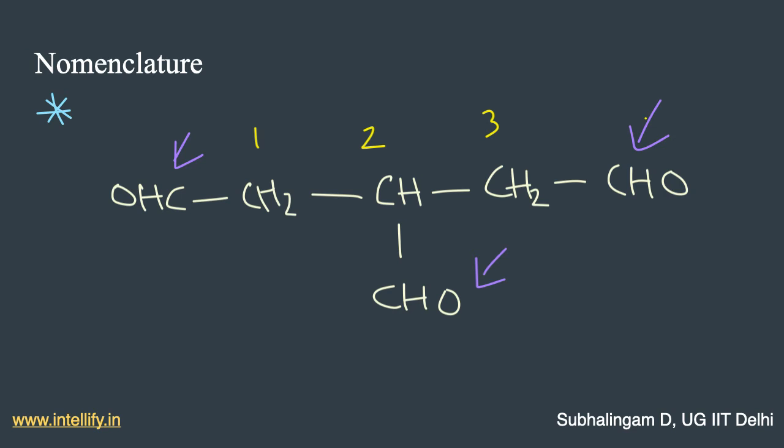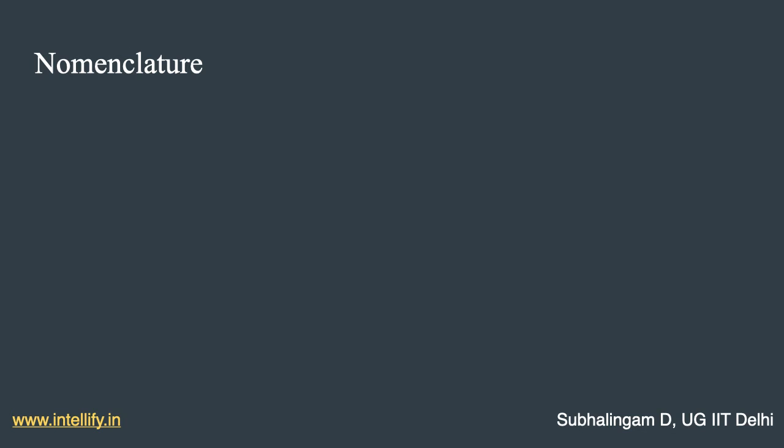How to accommodate these aldehydes in the name? So this is how we are going to get rid of the problem. We are going to name this as propane-1,2,3-tricarbaldehyde. The aldehydes are attached to the first, second and third carbon. So we name it propane-1,2,3-tricarbaldehyde. I hope this one is clear.